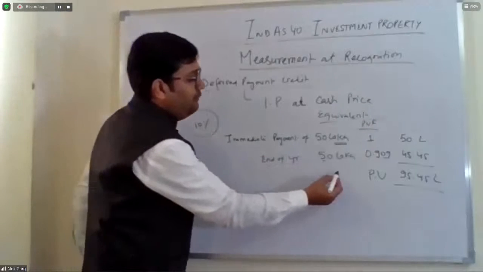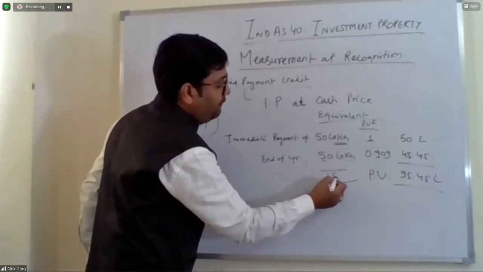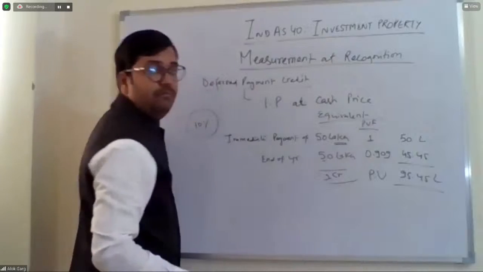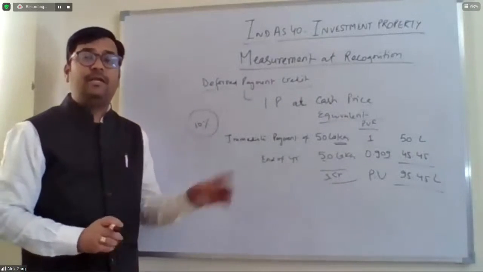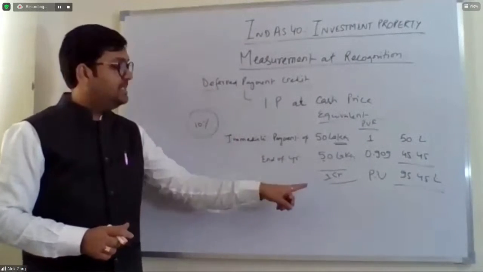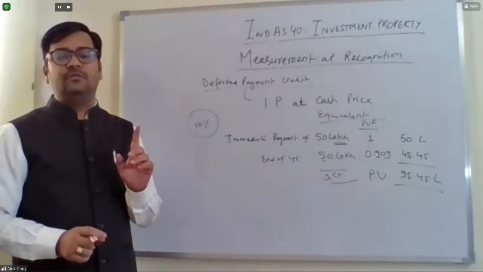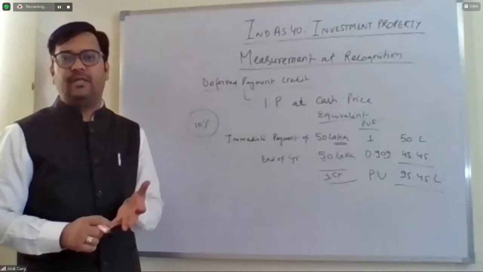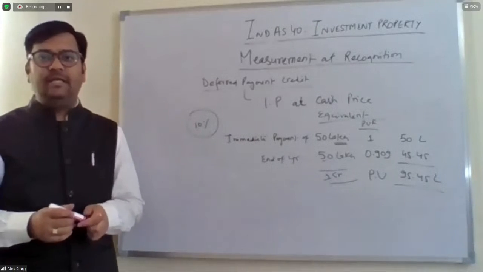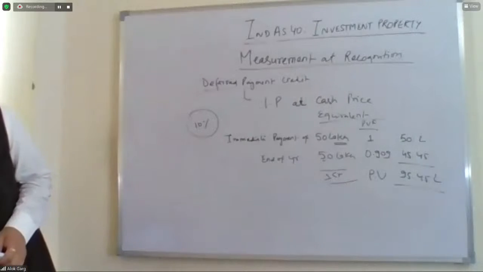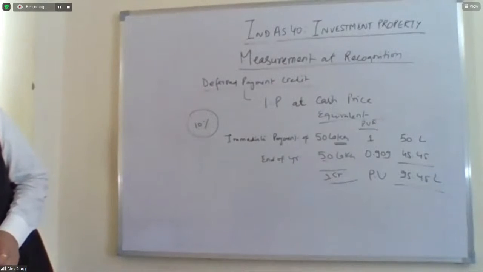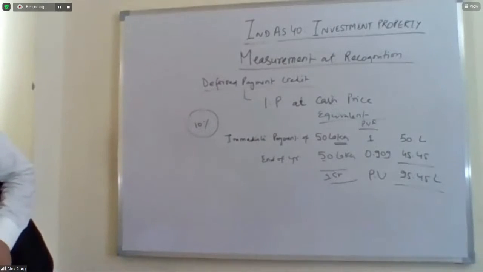So the difference between 1 crore and 95.45 lakh will go to P&L as an interest cost. But if it is a qualifying asset, this difference between 1 crore and 95.45 lakh will be capitalized as an investment property. Okay. Any doubt in this concept? This is the same concept which we have discussed under IndAS 16.